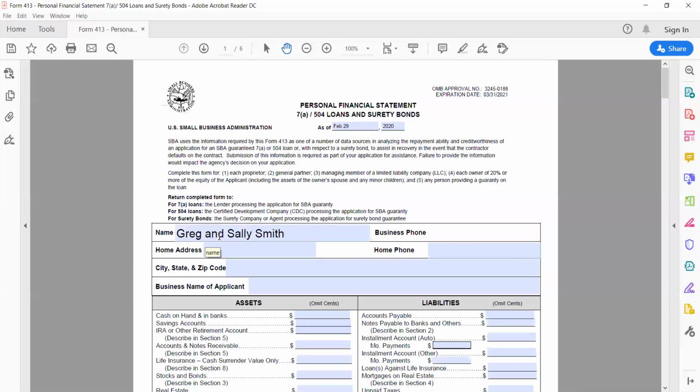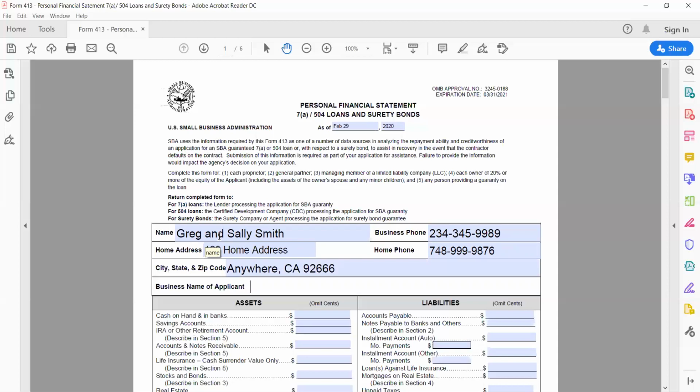Okay, the business telephone number, if it's listed, can be your cell phone. If it's your cell phone, that's fine. Okay, just making things up. This is my home address. My home phone, again, maybe it's a cell phone number. This is my home address as well, state.